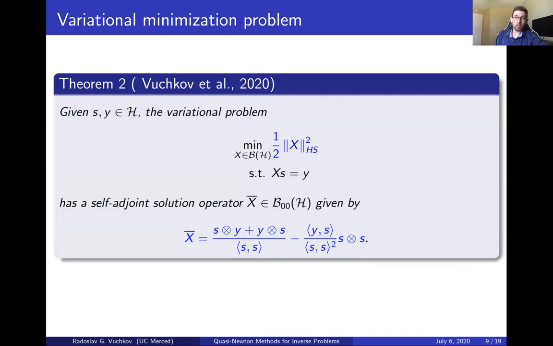So we claim that for this much simpler problem, which we'll refer to as the problem in blue from now on, the solution is of this form. And in this space, B00 is a space of Hilbert-Schmidt operators that made the most sense for us. They're also known as trace class operators.